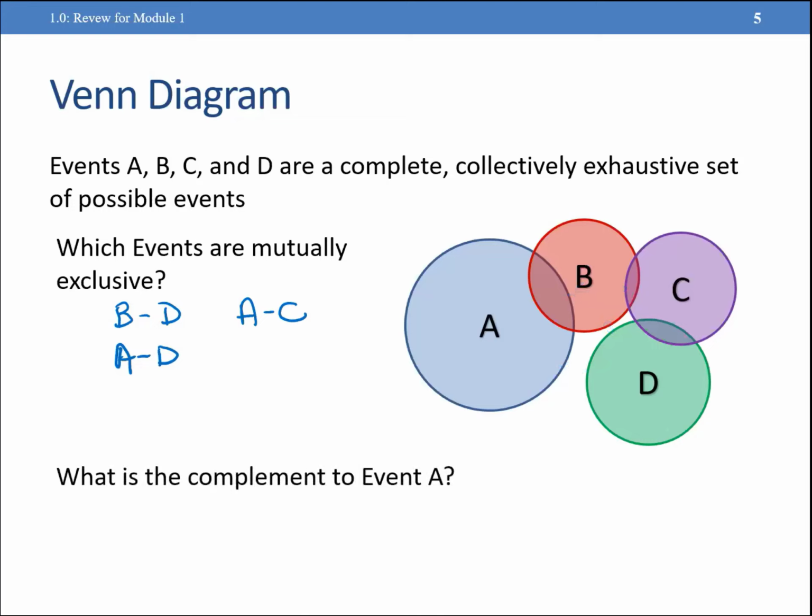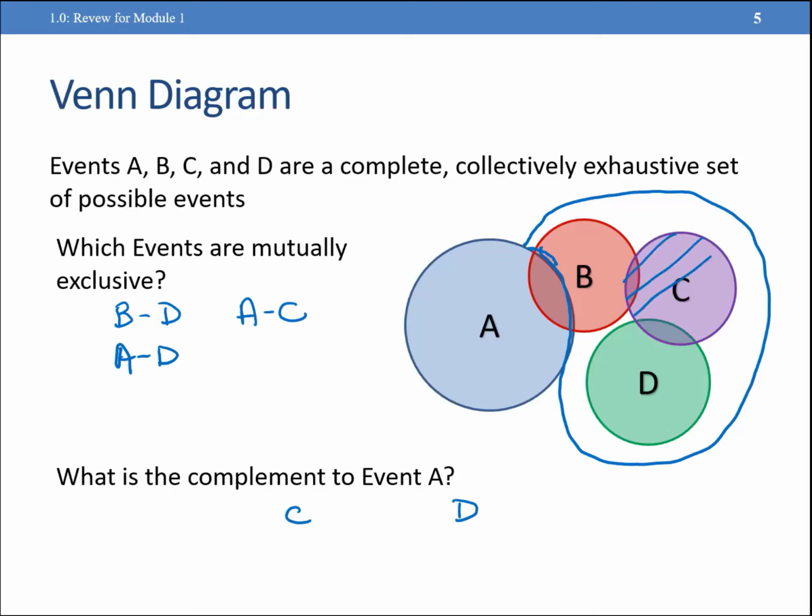Okay, now what is the complement to event A? When we're talking complements, it's everything that is not A. So it's everything outside of A. That's my complement to A. If I want to be more specific, what would I write? I could say C and D. And let's be really clear here though. I have C here. Can I say that B is the complement to A? I can't say B is the complement by itself because there's some overlap. I would have to be more specific and say where it's only B.